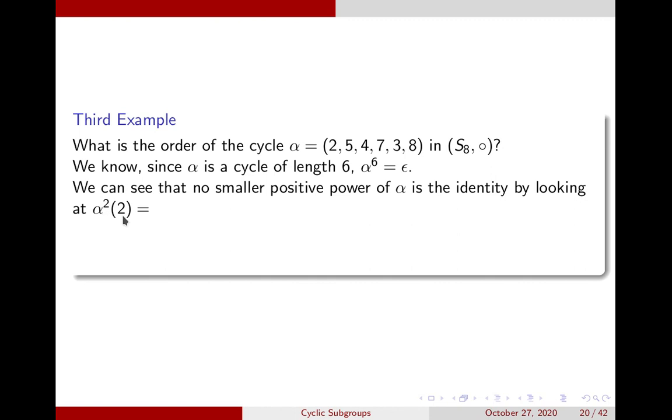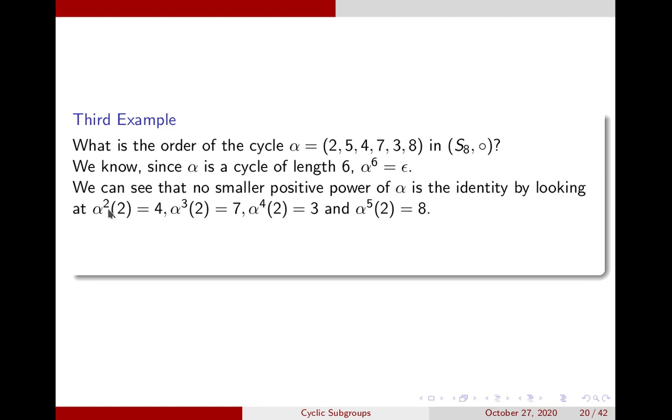Alpha squared applied to 2 is 4. Alpha squared is not the identity because the identity applied to 2 is 2. We'll look at alpha cubed of 2. One application of alpha sends 2 to 5. The second application sends 5 to 4. The third application sends 4 to 7. Alpha cubed of 2 is 7. Alpha to the 4th of 2 is 3, which you can check. Alpha to the 5th of 2 is 8.